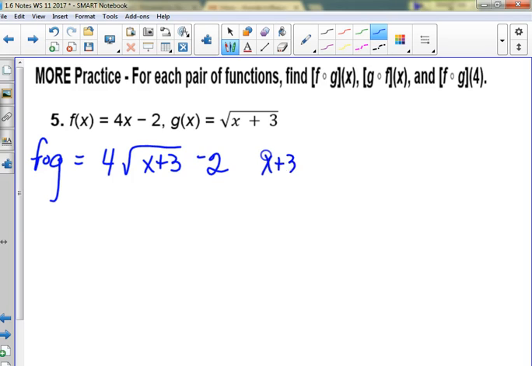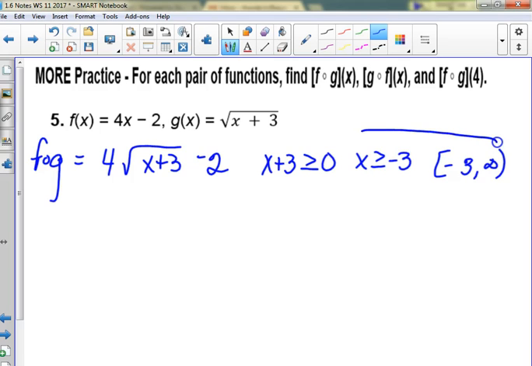X plus 3 must be greater than or equal to. You can square root 0. Yep. Greater than or equal to 0, which means x must be greater than or equal to negative 3. So you could write it this way, but I'm okay with either one of those.